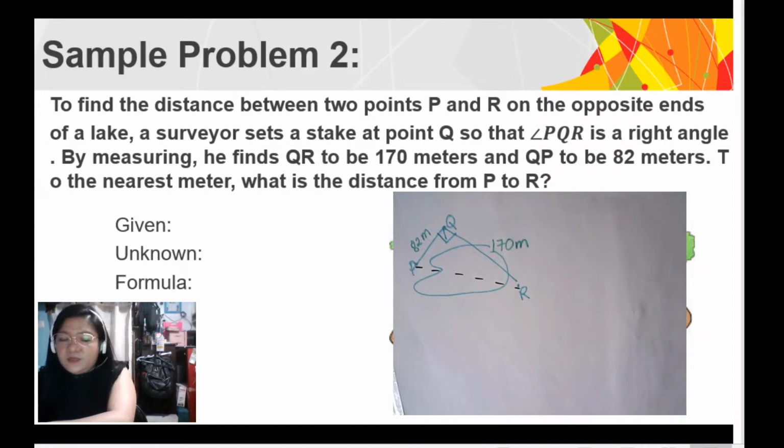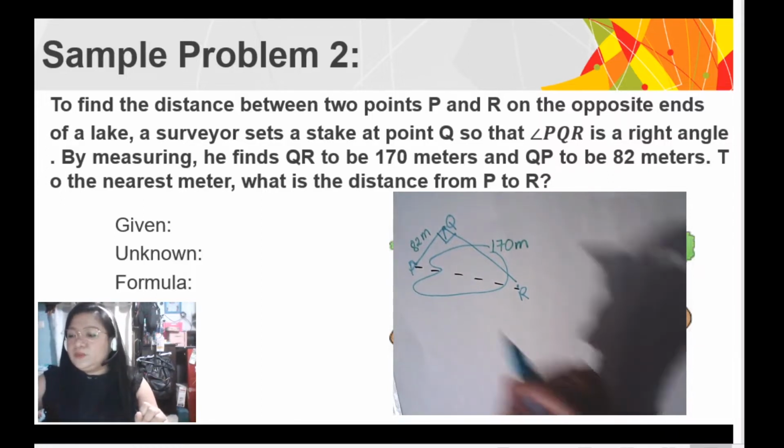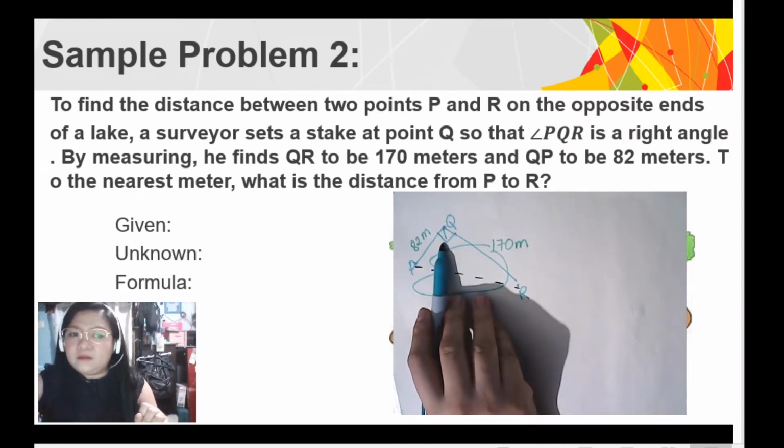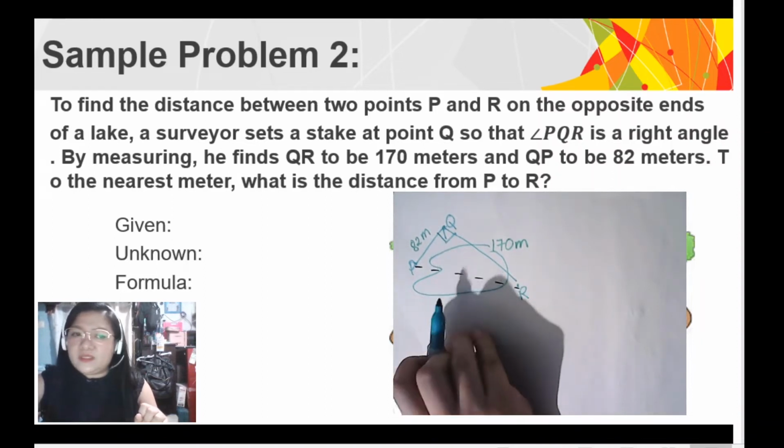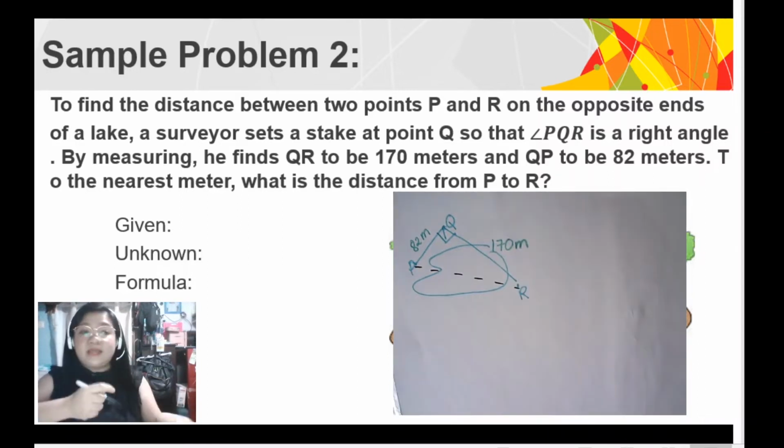From this figure, we can identify our given and our unknown. Okay, so since this is our right angle, opposite the right angle is always our hypotenuse. Therefore, this is our hypotenuse. Let us assign C.